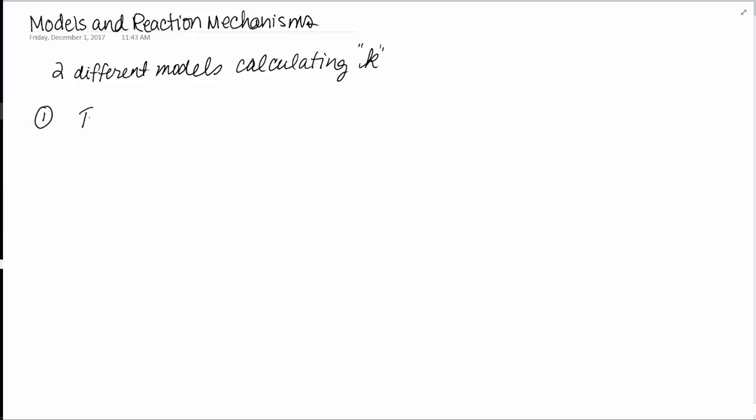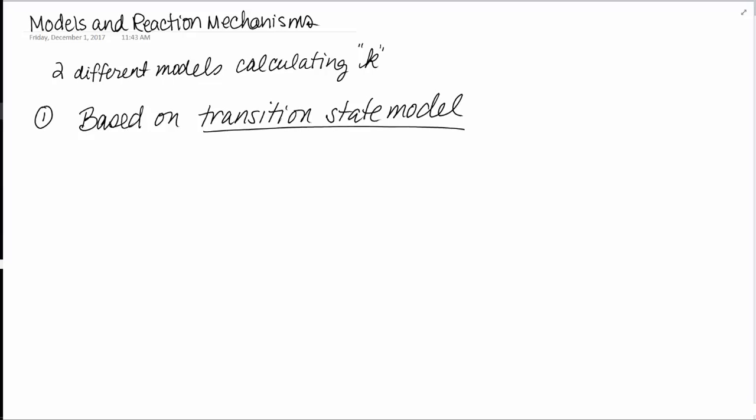is they have actually done things where they calculate K based on something called the transition state model. We're not going to calculate anything with this model, but the idea behind the transition state model is still important. And so here's the idea of that transition state model. This is familiar to you.